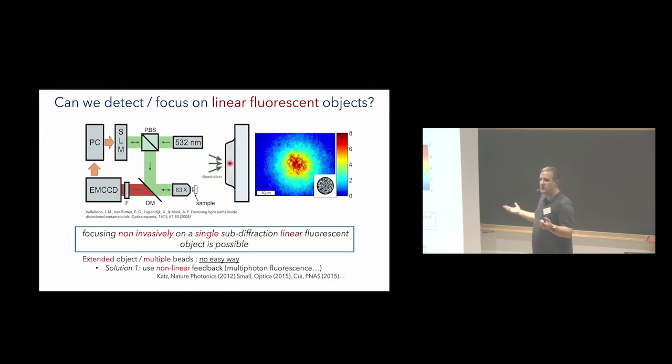The problem is, as soon as you have an extended object, or multiple beads, or a high density of beads, it doesn't work anymore, because the optimization will tend to focus on all the beads rather than on a single one. So it's not good enough. One solution was proposed by Ori and others: to use nonlinear feedback, so two-photon fluorescence. If you use the two-photon signal to optimize, you will tend to get a single focus. That's a solution, but of course there is much less signal, you need to use an expensive laser and so on. So that's a nice way, but it was done already.